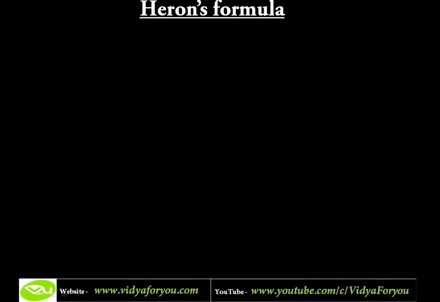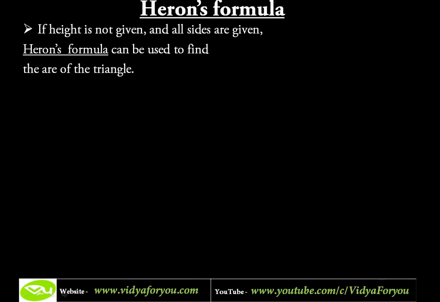Now we'll go to Heron's formula. What if height is not given and all sides are given? So we'll take a scenario in a triangle. Let's take a triangle. Height is not given and all sides are given. Till now we just know the area of any triangle is half into base into height. And if this is not given, how will we find the area of the triangle? To deal with this, Heron, the mathematician, gave a formula for finding the area of such triangles. We will learn about that.